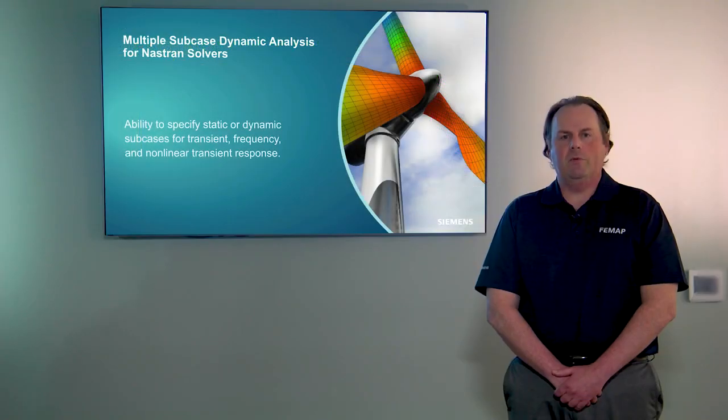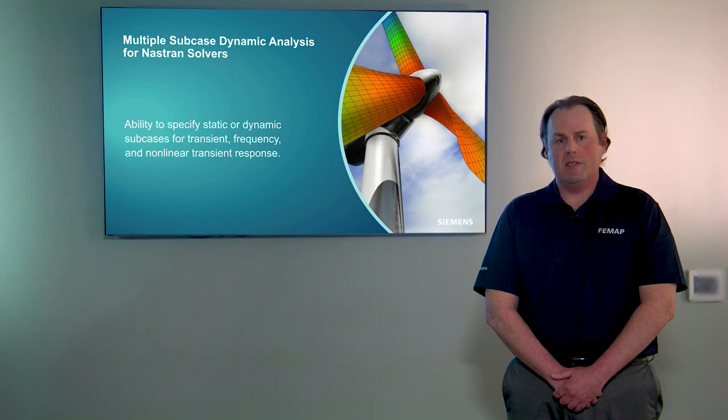Simcenter Femap 2021.2 addresses a long-time request from customers by offering the ability to specify subcases for transient, frequency, and nonlinear transient response. This can be used to specify frequency, time step, or nonlinear parameters in different dynamic subcases, or account for stress stiffening and optionally impose contact conditions using a static subcase.